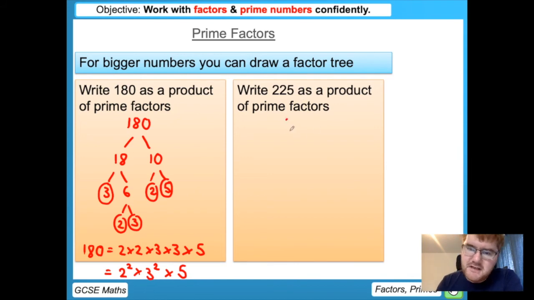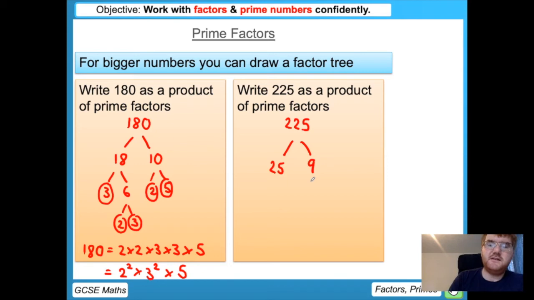225 we're going to approach in the same way. Notice 2 doesn't work in this case, but we do like to try and find numbers that multiply to give us 225. Now we can use a nice trick here. Notice 25 is a number to think about here. Well, 25 times 4 is 100. 25 times 8 is 200. So 25 times 9 is equal to 225. Try and find numbers that are close together.